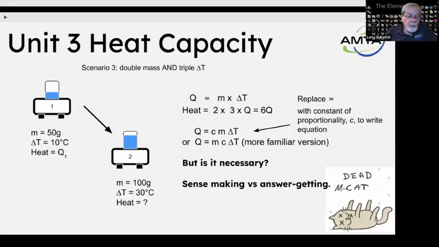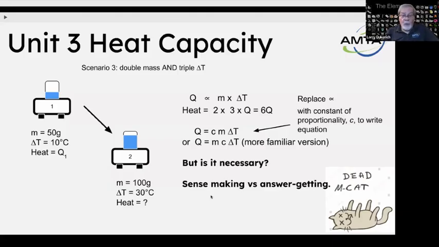Consider a familiar example from math. The circumference of a circle is proportional to its diameter. Double the diameter, double the circumference. But to get a value, you need the proportionality constant. In this case, it's pi. C is equal to pi times the diameter. Here, the proportionality constant is the heat capacity, C.